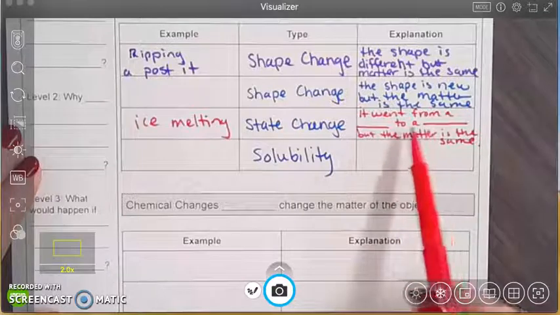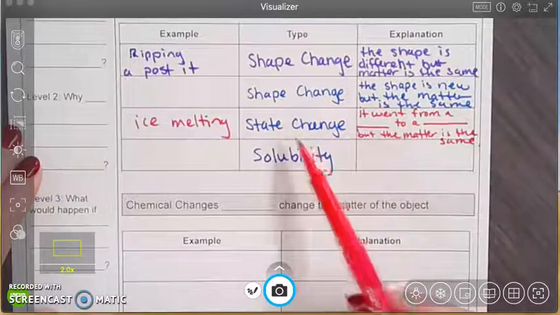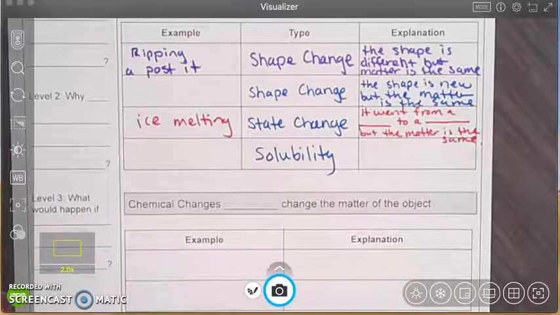So these two blanks, when you are explaining state change, you need to tell me which state did it start in, solid, liquid, or gas, and which state did it end in, solid, liquid, or gas.